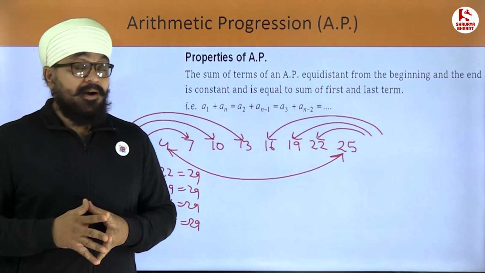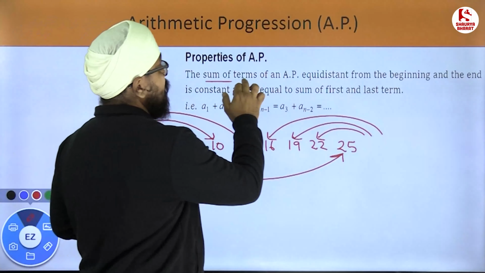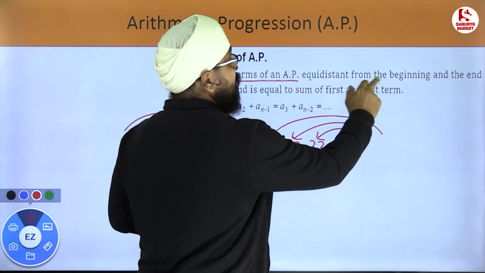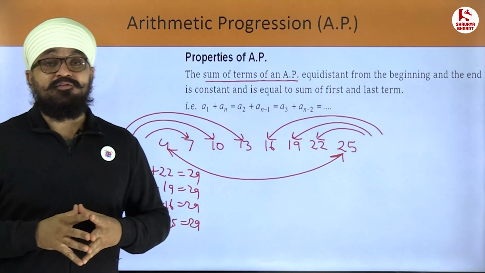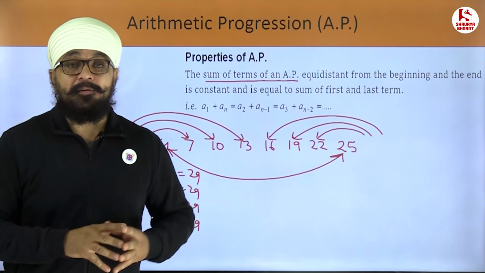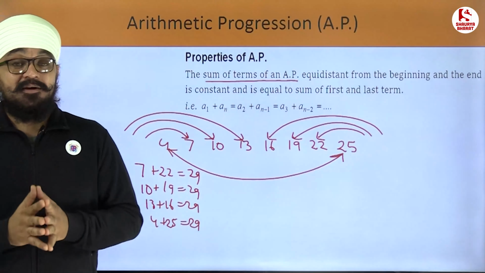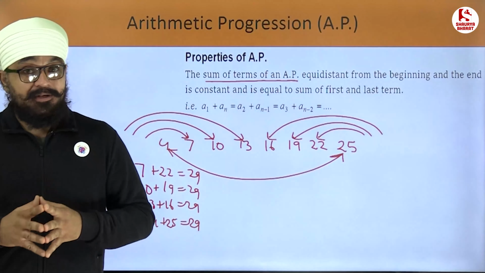So, the interesting part is the sum of the terms of an AP equidistant from the beginning and from the end is always equal to the sum of the first and last term, and this was the property that is used to find the sum of n terms of an arithmetic progression.